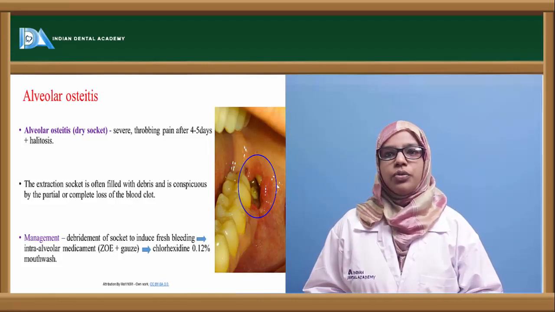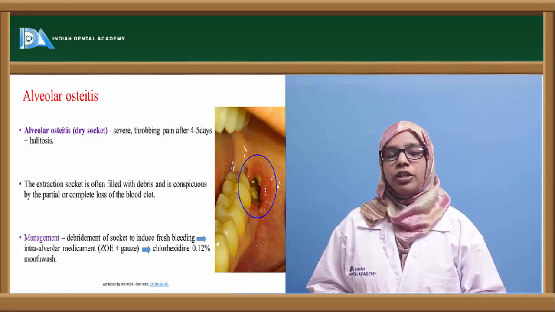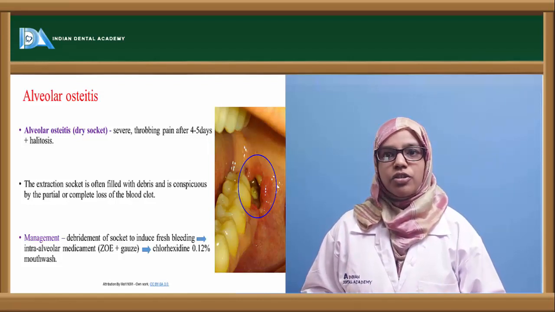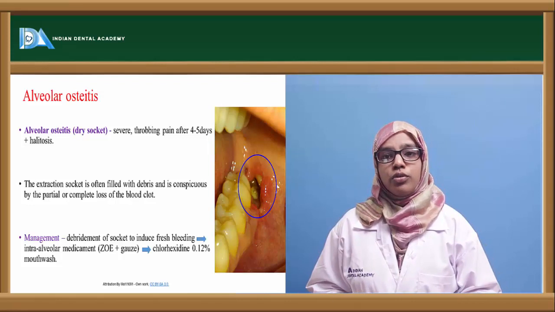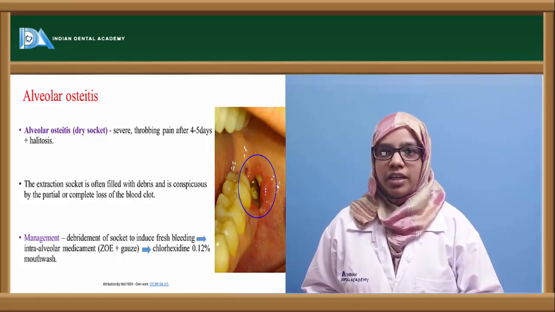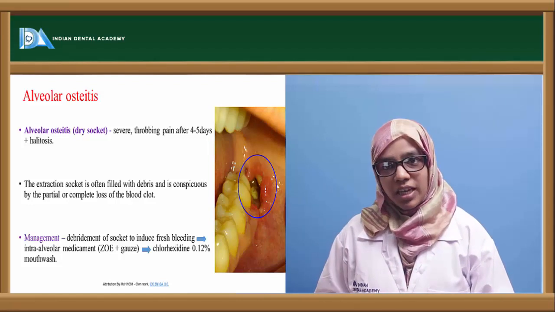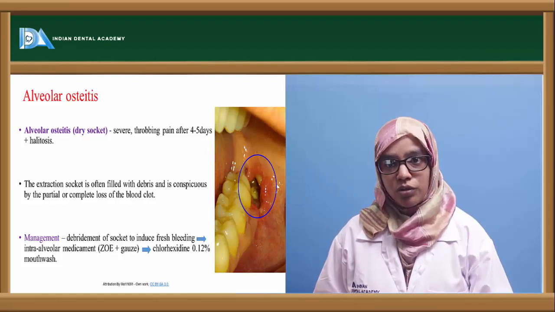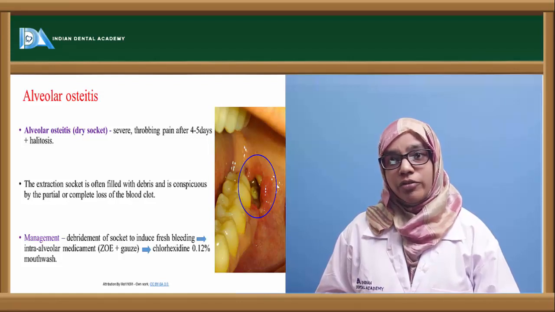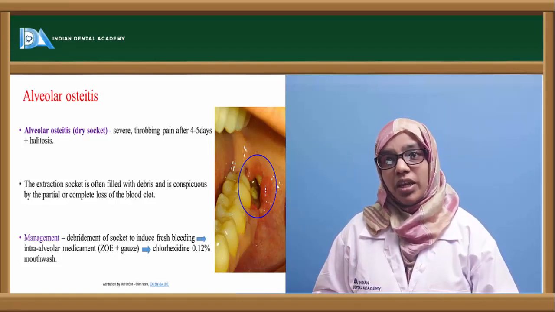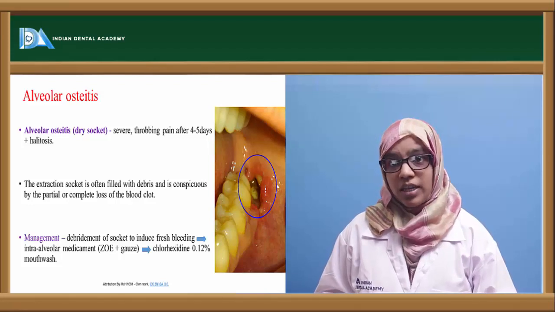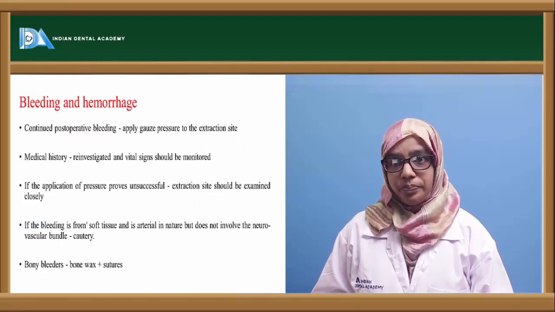Now, how do you treat it? You need to do debridement of this area, induce fresh bleeding, freshen up the margin. If you are able to suture it, resuture it again. If you are not able to suture it, then put a medicated dressing. Now, this medicated dressing could be zinc oxide eugenol with gauze or chlorhexidine. Now, more commonly, dry sockets are associated with gram-negative infection, so you should always give a gram-negative antibiotic like metronidazole.